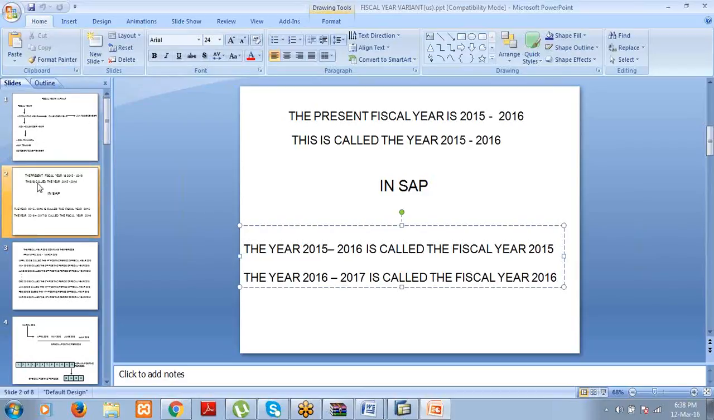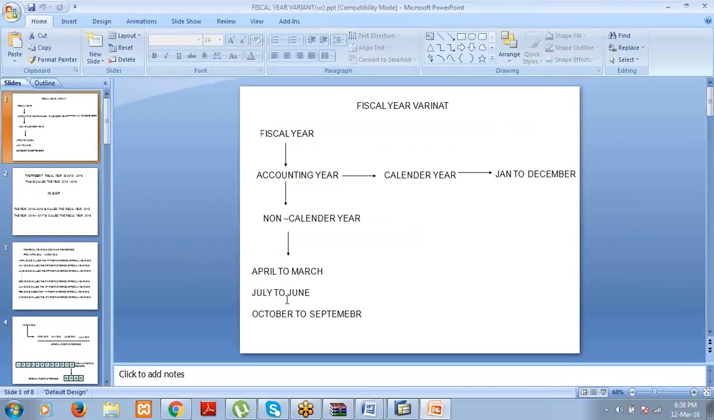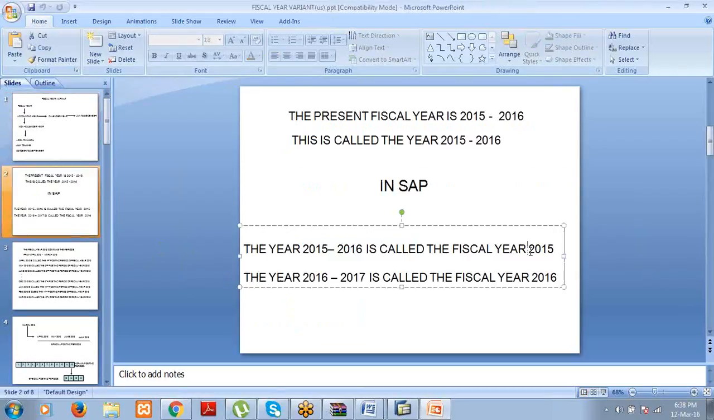Suppose, for example, we are following July to June. In that case, when you say fiscal year 2015, it contains the periods starting from July 2015 and ending with June 2016. Similarly, when you say fiscal year 2016, it contains the periods starting from July 2016 and ending with June 2017. That's how we have to represent the fiscal year in case of SAP.